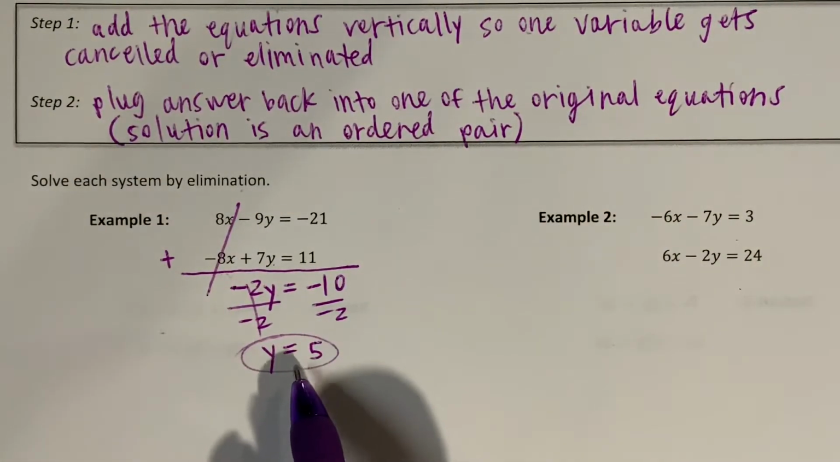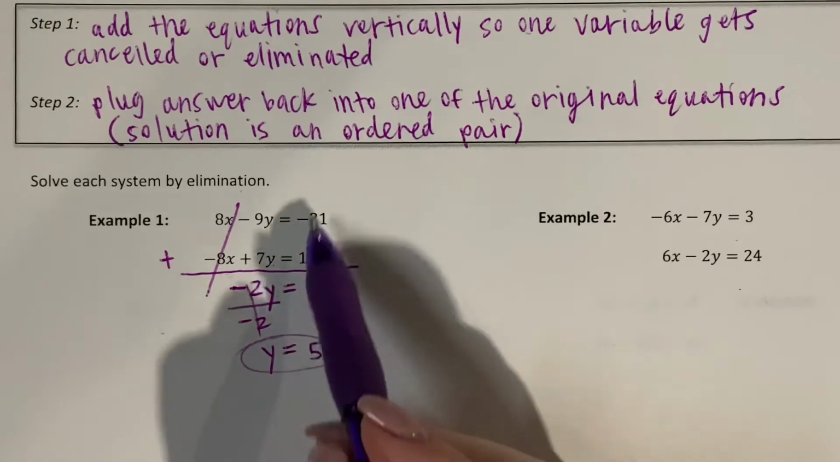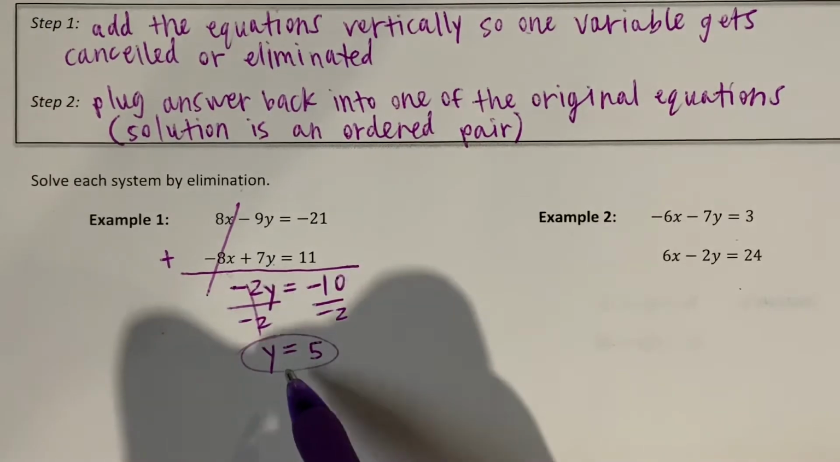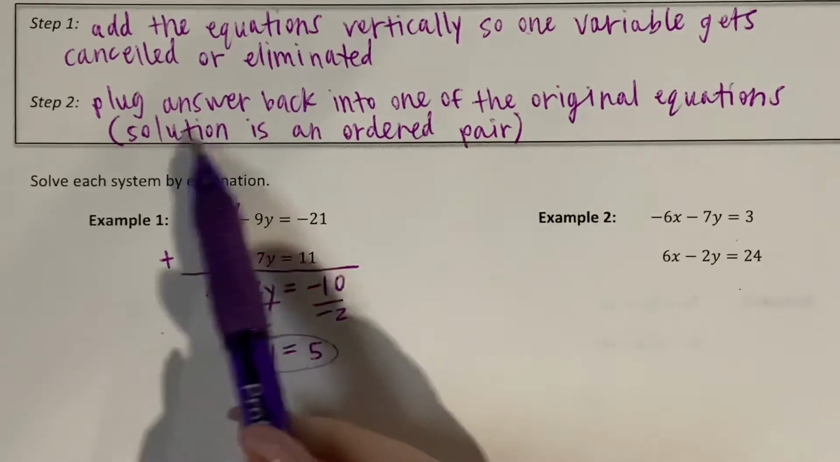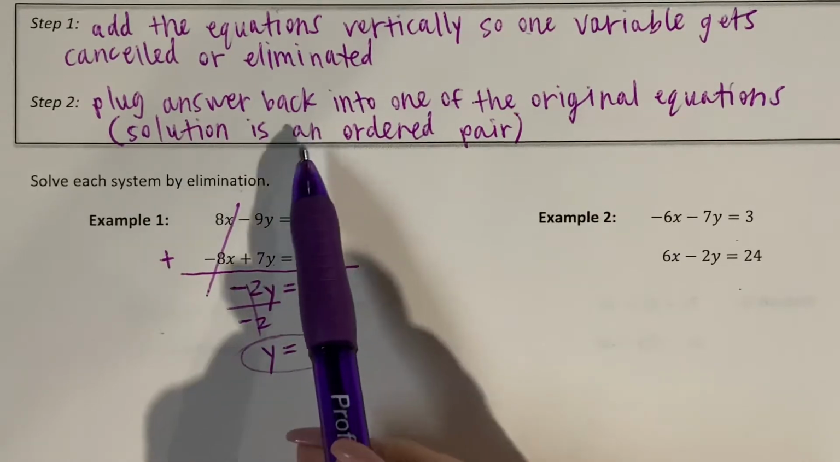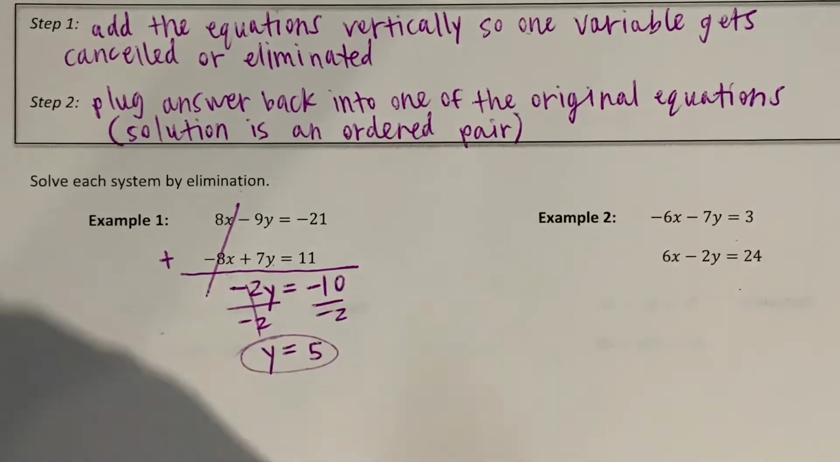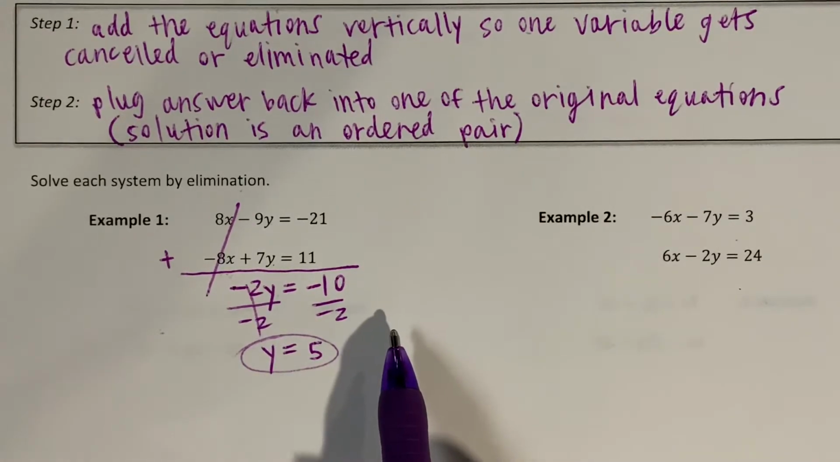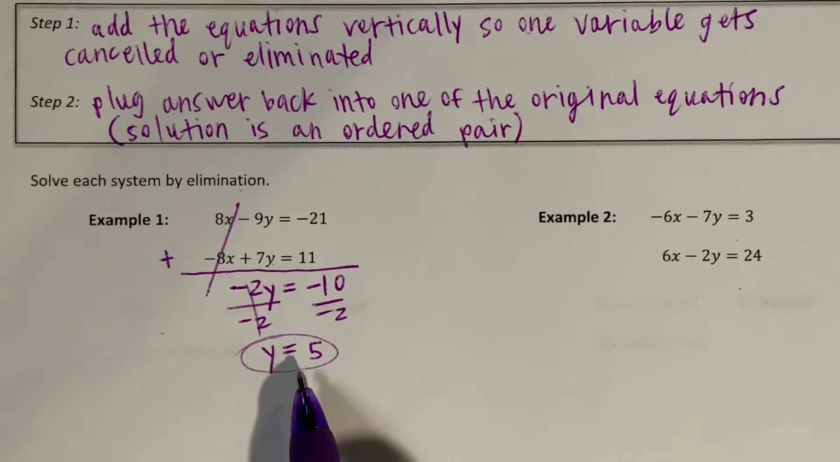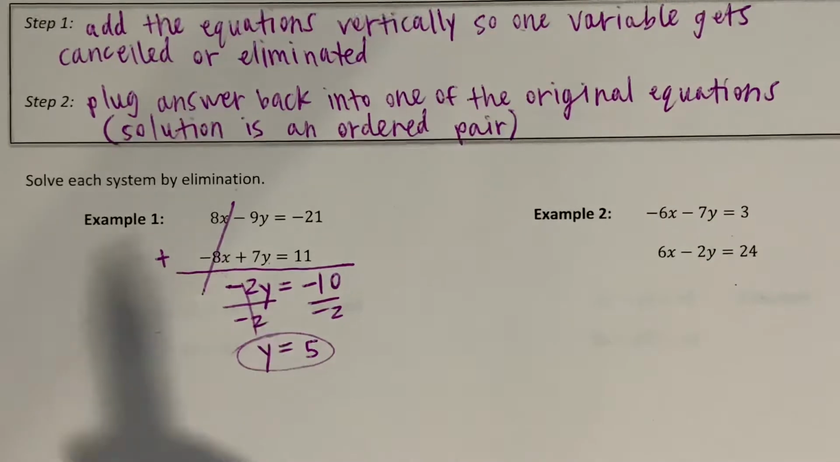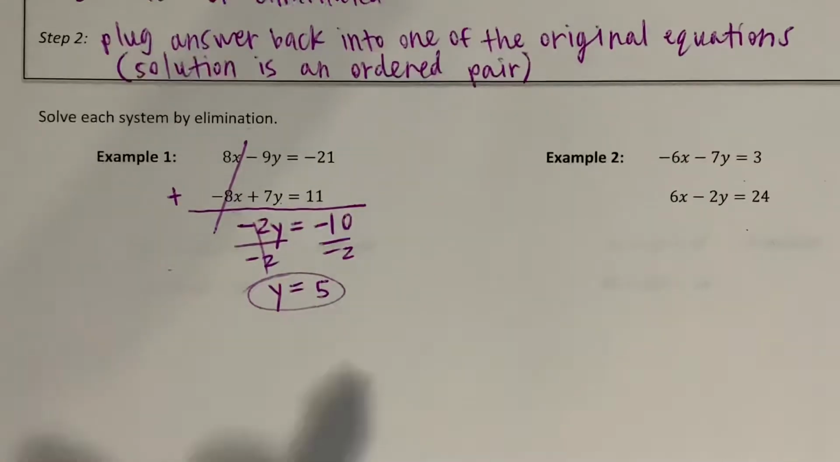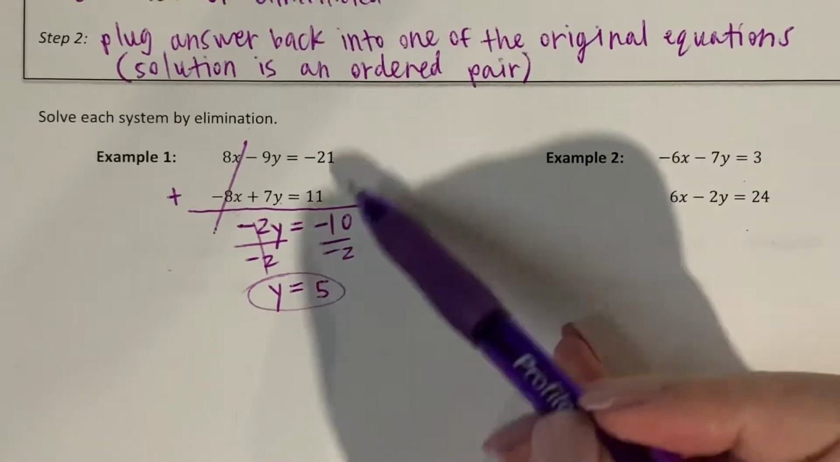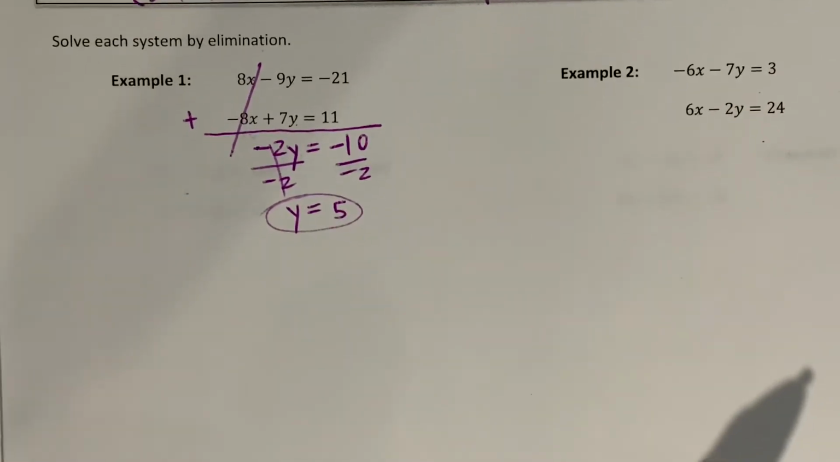So now I know half of my answer, but I need to plug y equals 5 back into one of the original equations in order to find the x value, because again, my solution will be x comma y, an ordered pair. And this is familiar because we always had to plug an answer back in so that we could find the other half of our answer to write it as an ordered pair. We did that with substitution. So you can pick either of these equations. It doesn't matter. I'll just use the first equation.